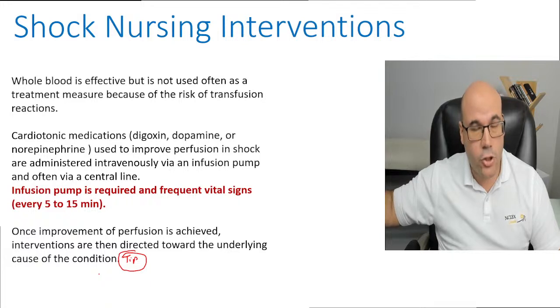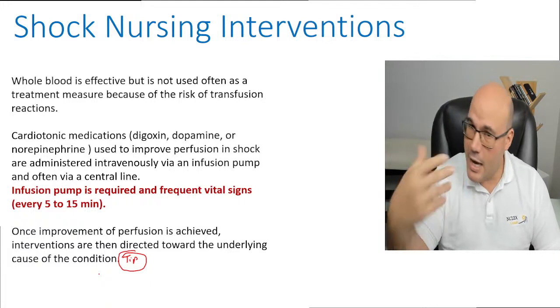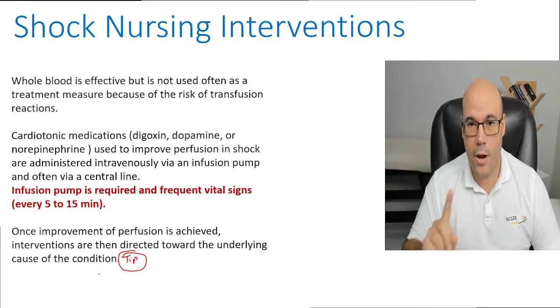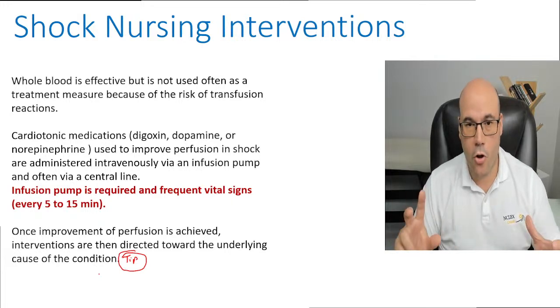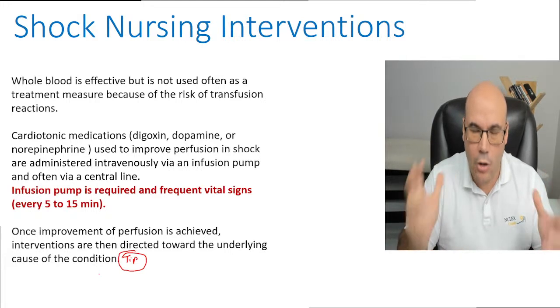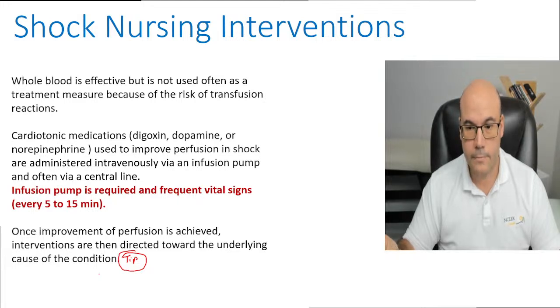Yes, we need to treat the infection. Yes, we need to collect blood culture. Yes, we need to administer antibiotics. But that's not the priority. Sepsis protocol says we have about 45 minutes to an hour to administer antibiotics with outstanding results. But BP is better. It's more important. The mean arterial pressure, tissue perfusion is more important.